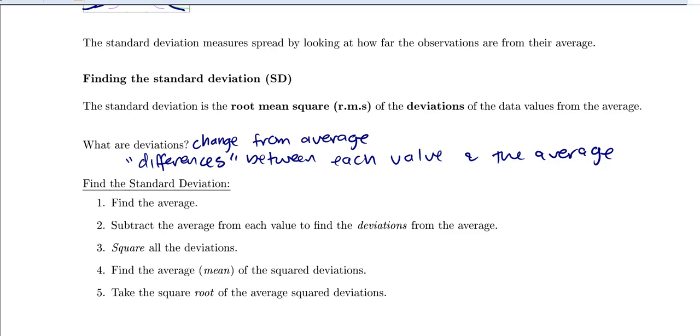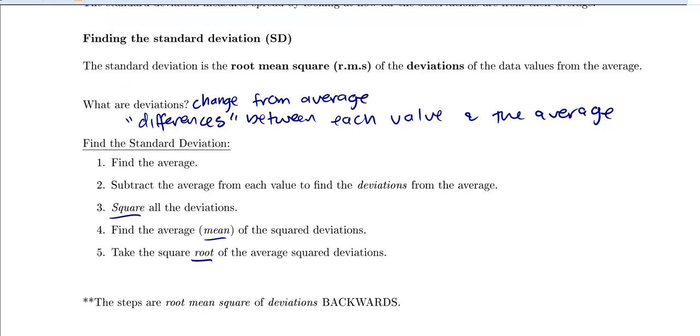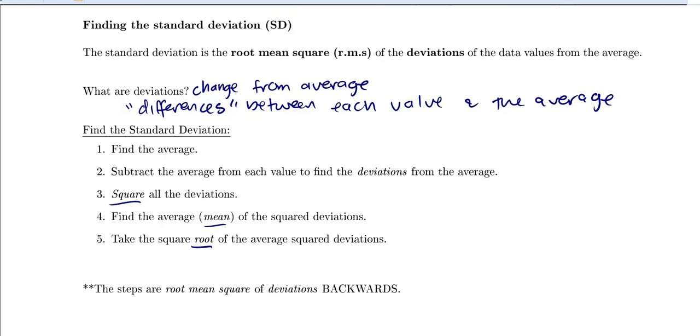So rather than give you a really complicated looking formula, they try to come up with the same, which was root, mean, square. But technically you have to do the root, mean, square. Notice that's backwards from our steps. So you do root, mean, square of the deviations backwards.